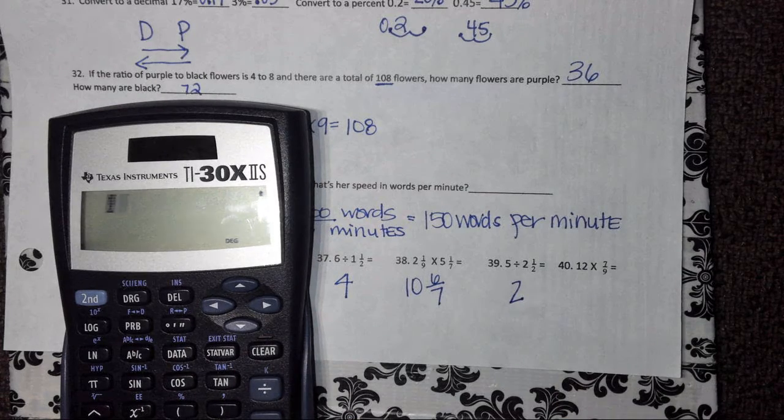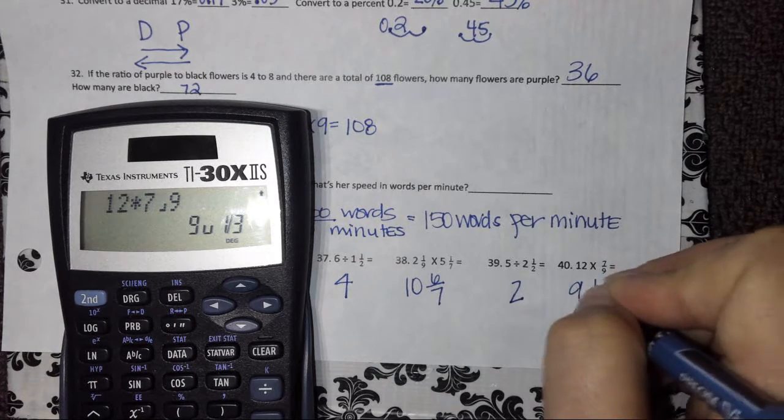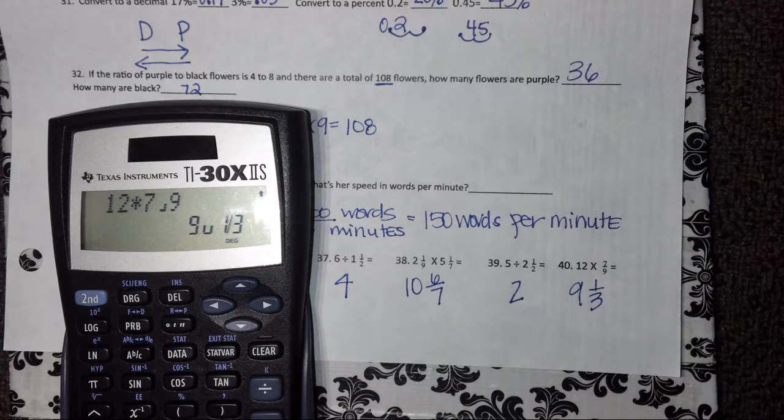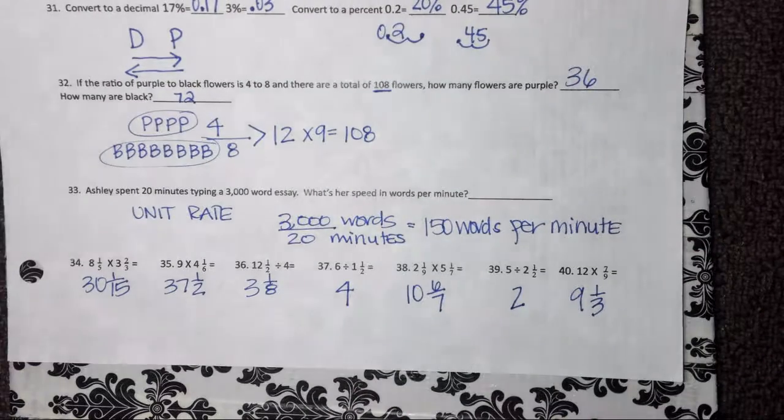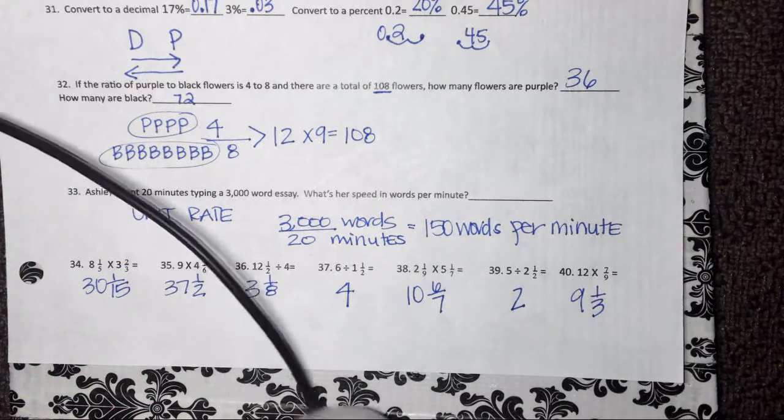And the last one, 12 times 7/9. That gives me 9 1/3. Okay, any questions from this page? Again, your test is 25 questions, multiple choice, all the way back to multiplying and dividing fractions. Yes?